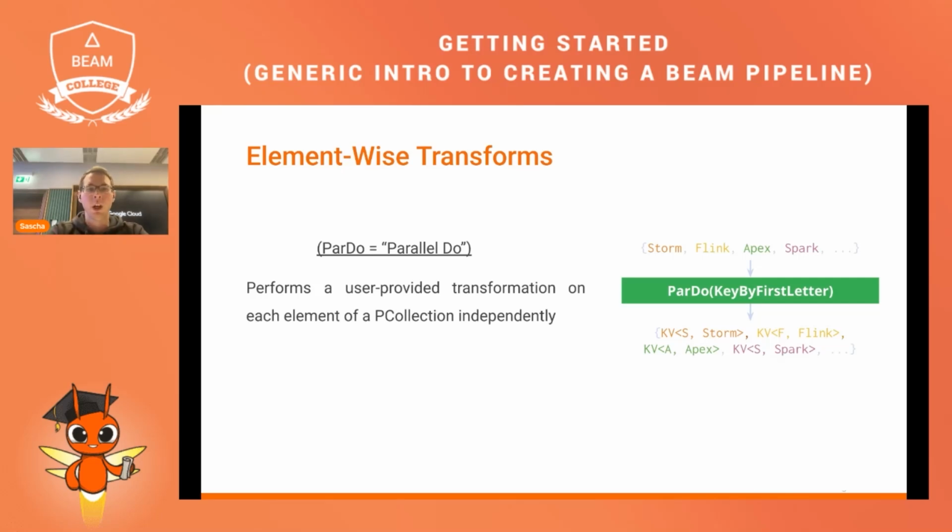In the example here, we have 4 words as an input into the element-wise transform ParDo, and we want to key by the first letter. So we want to create a key value pair for each of the words. We will then end up with a key value pair which has the key S for Storm, F for Flink, another key value pair with the key A for Apex, and the last one is again S as key and Spark as value.